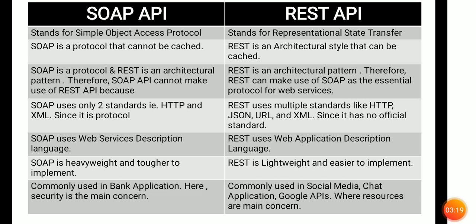SOAP is heavyweight and tougher to implement. REST is lightweight and easier to implement. REST is commonly used in social media, chat applications, and Google API, where the resources are the main concern, whereas SOAP API is used in bank applications where security is the main concern.